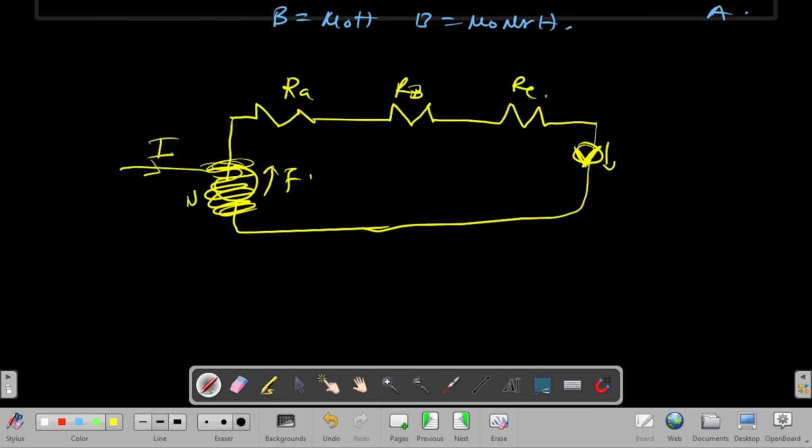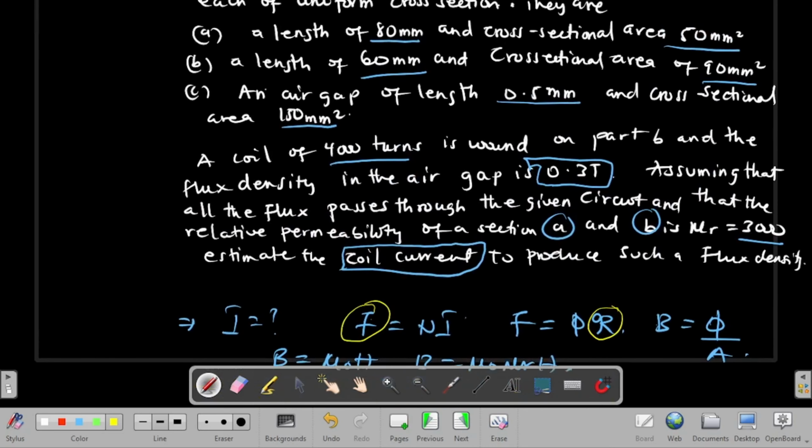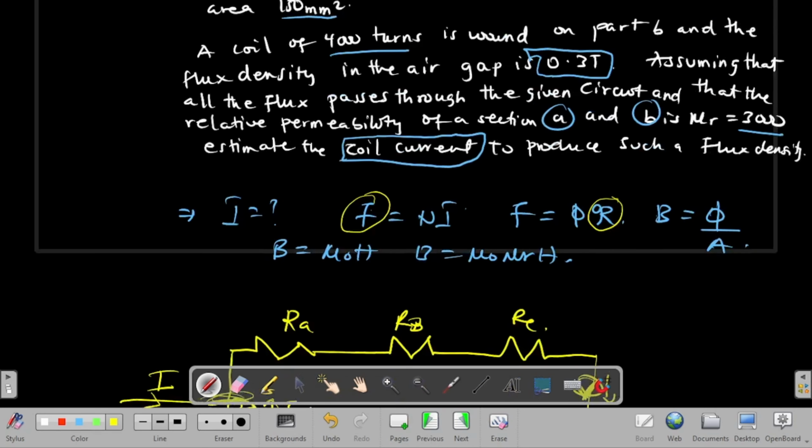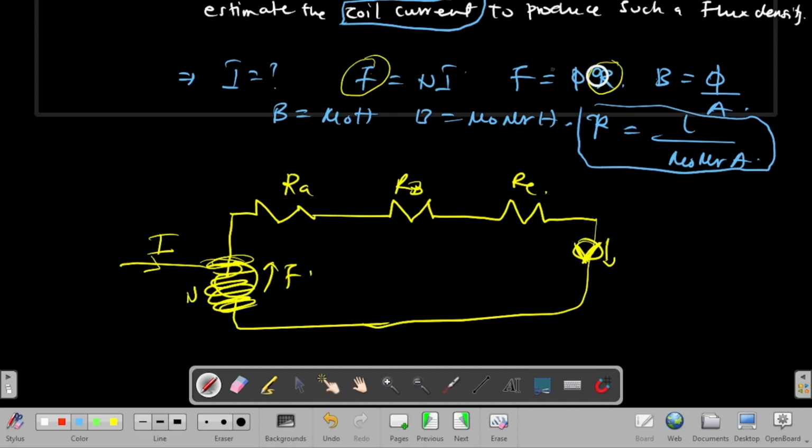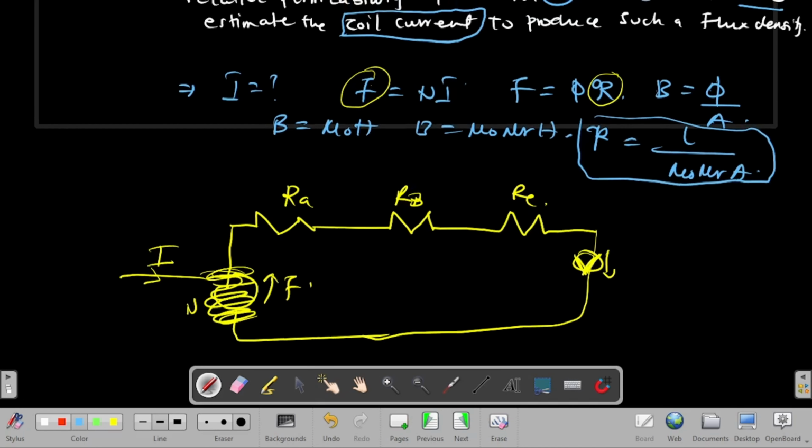So let's see what you can do here. Now we'll go back and you see something nice here. But first of all, we forgot to write the formula for reluctance. So reluctance R is equal to L over mu naught mu R A. Please take note of this. That's what I'm saying, that before we can find I, we need to find F. And to find F, we need to find R and the flux. So once we find our magnetic flux and our reluctance, we can find the total F, then we can find our I as easy as possible. Okay, so let's see.